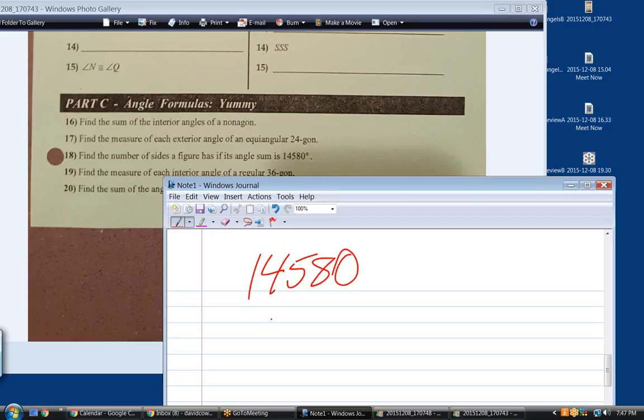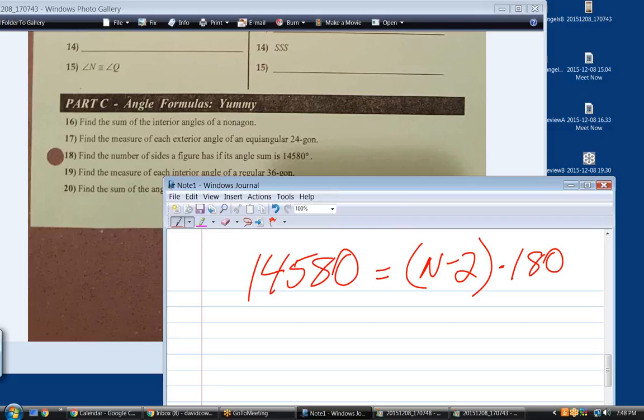That's the sum of the angles, right? Right. Well, we know n minus 2 times 180 equals that. Okay, there's our equation, and our goal is to solve for n. Well, what's the first thing I want to do?